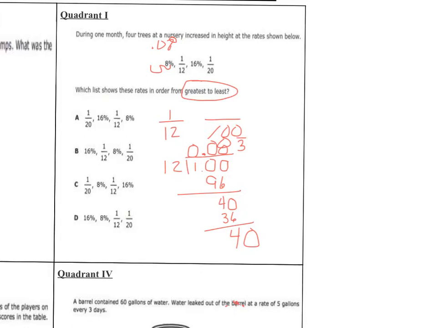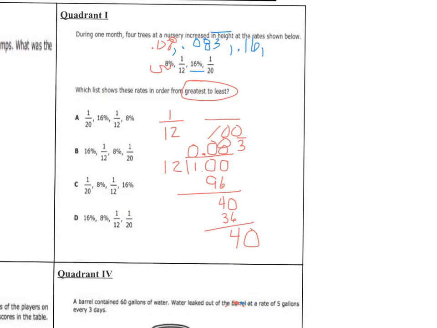So my decimal for 1 over 12 is 0.08, and then the 3 is going to repeat. So I have 0.083 repeating. Next, I'm going to look at 16%. Easy to change. 0.16.